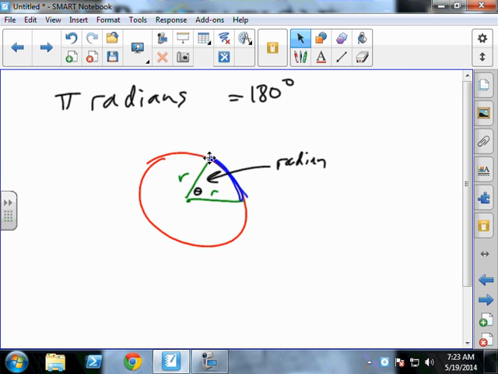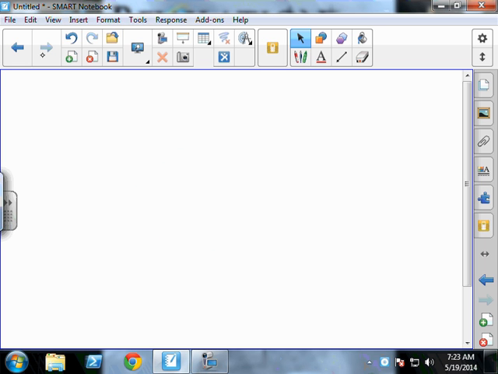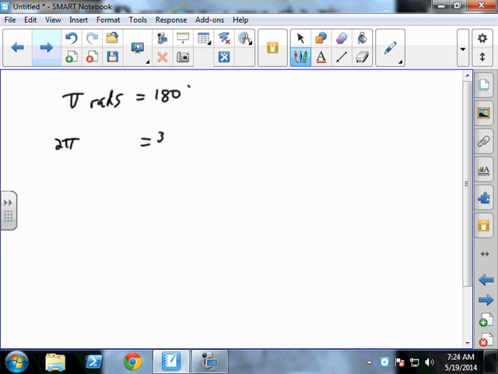Okay? And you might say, well, how does that compare to degrees? Well, pi radians is 180 degrees. So 1 radian is whatever 180 divided by pi is. That's about 57 degrees. Okay? The big thing you need to know is this. So pi radians, some people abbreviate it with rads, is 180. Well, if you double that, you get 360.